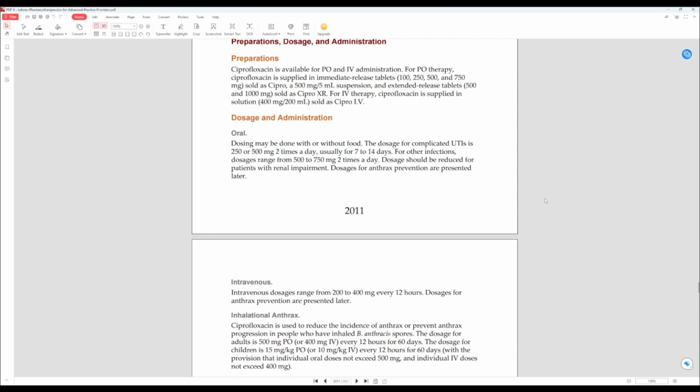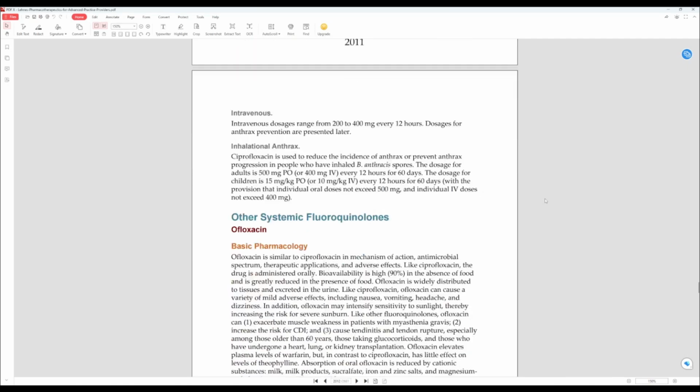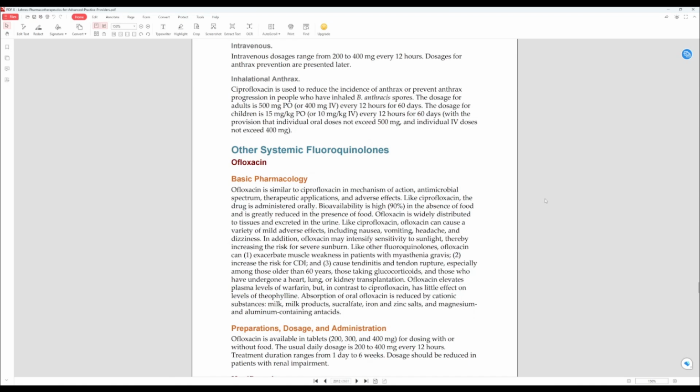So, dosage and administration for oral. Dosing may be done with or without food. The dosage for complicated UTIs is 250 or 500 milligrams 2 times a day for about 7 to 14 days. For other infections, dosages can range between 500 to 750 milligrams twice daily. Dosages need to be reduced again for patients that have renal impairment. Dosages for anthrax prevention are presented later, something that you will rarely see. IV dosages can range anywhere between 200 to 400 milligrams every 12 hours. And again, the dosage for anthrax will be different.